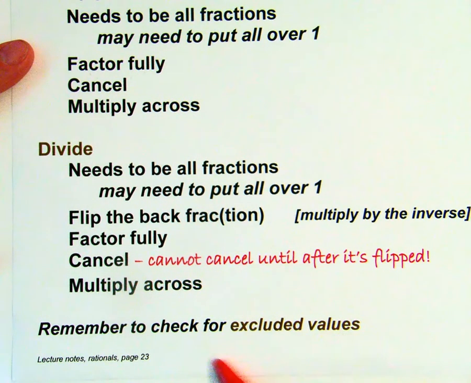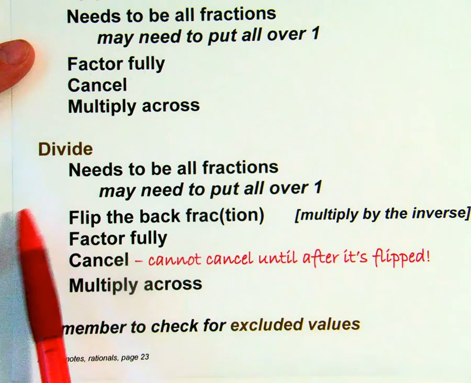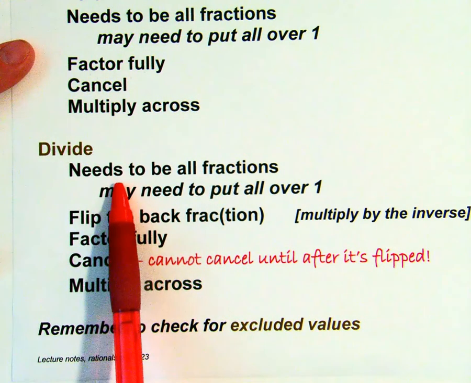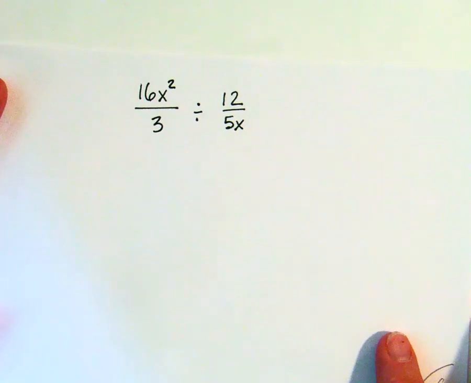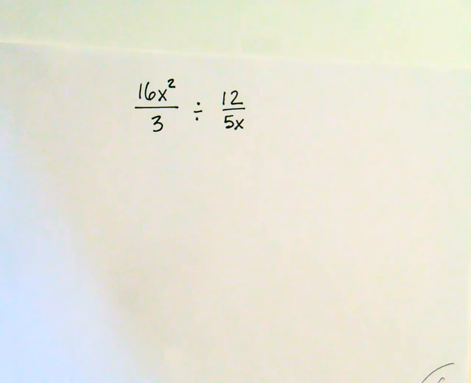And again, check for excluded values. We haven't been doing that today, but you will need to do that in the original equation, just like you did in the last unit. Okay? So, the only difference is you're going to flip the back fraction. You're going to remember that you cannot ever cancel division. You can't cancel division, you can't cancel adding. Anyway, it's multiplication. So let's look at how this one works.